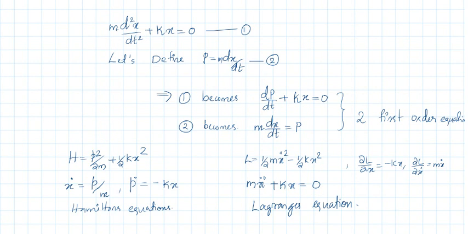So in all problems, we can use this technique in order to reduce a second order ordinary differential equation into two first order ordinary differential equations. That is the main point in Hamiltonian dynamics. Okay, now I will explain how we can find the Hamiltonian from the Lagrangian.